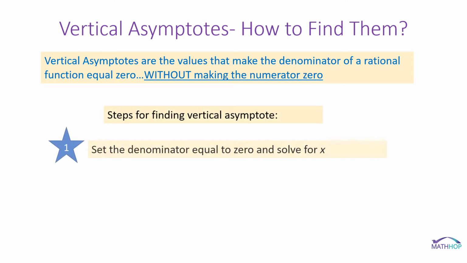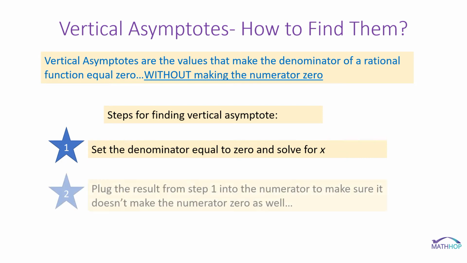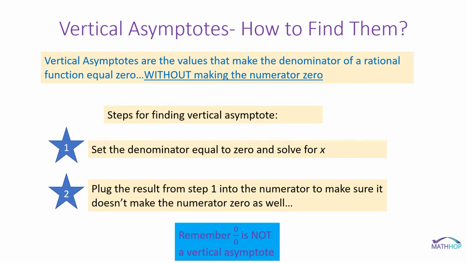Well, the first thing we want to do is find the value of x that makes the denominator 0. Set that denominator equal to 0 and solve for x. Then take that result from step 1, pop it into the numerator, just make sure we don't have 0 over 0. Because remember, 0 over 0 is not a vertical asymptote. And actually, you'll find in this course, you don't get very many examples where that happens because they know you don't know about it yet, but just get in the habit of doing it.